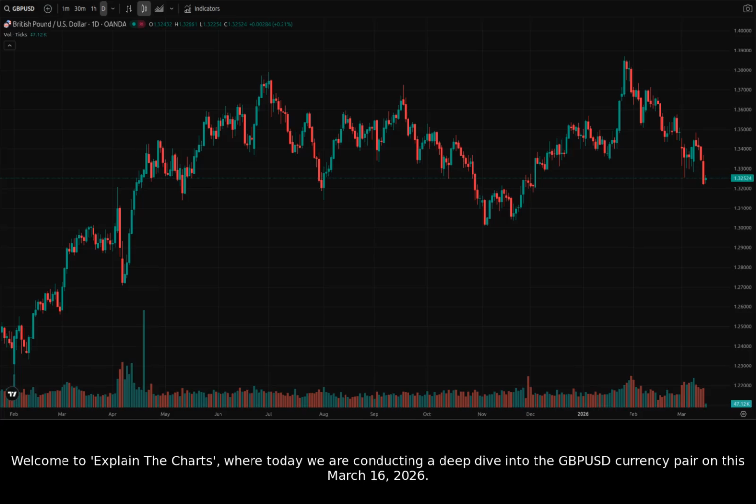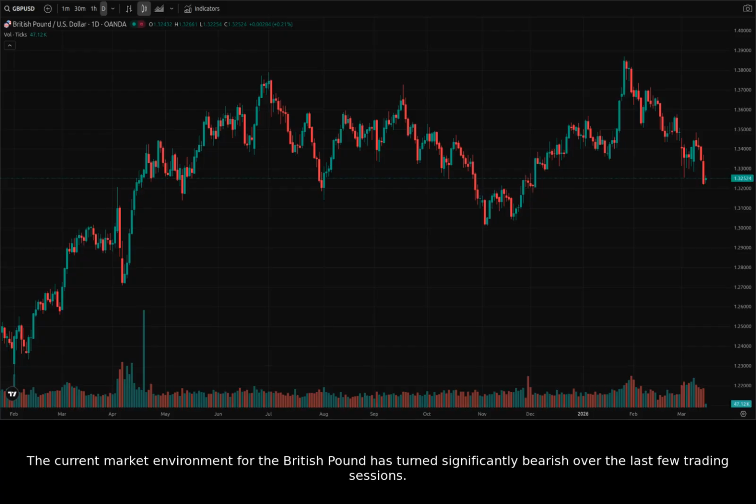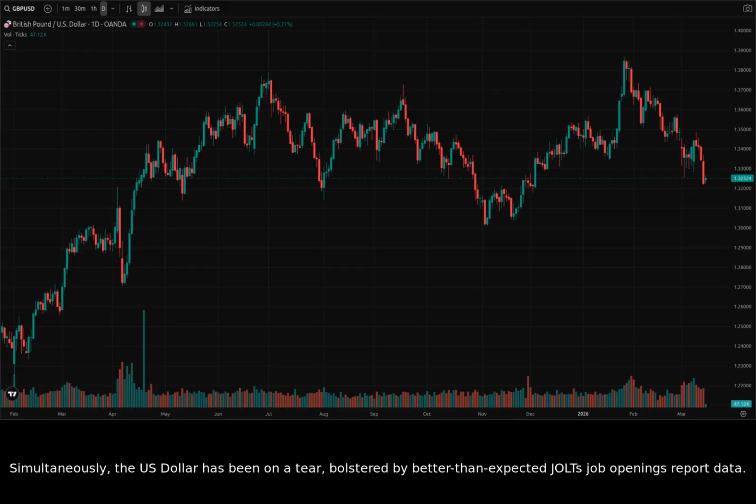Welcome to Explain the Charts, where today we are conducting a deep dive into the GBPUSD currency pair on this March 16, 2026. The current market environment for the British pound has turned significantly bearish over the last few trading sessions. Recent news indicates that the UK GDP unexpectedly stalled in January, which has fundamentally weakened the sterling's position.